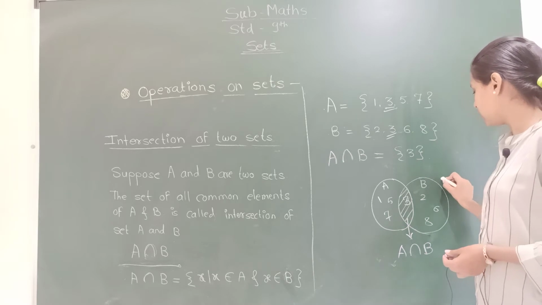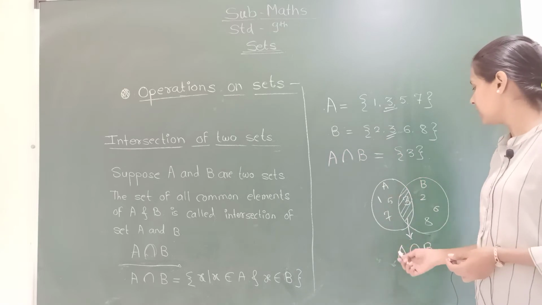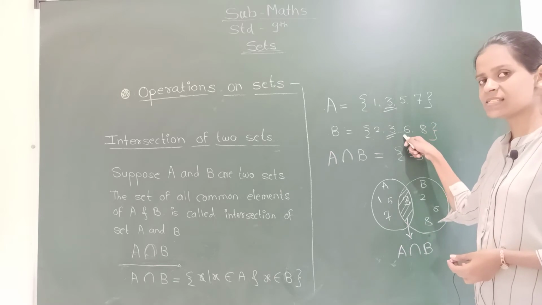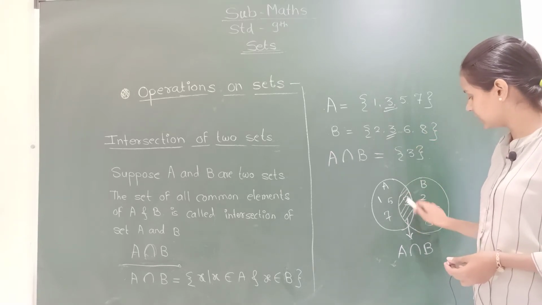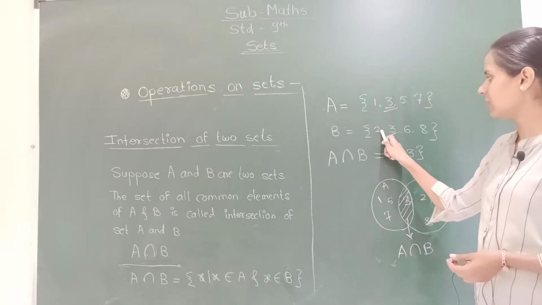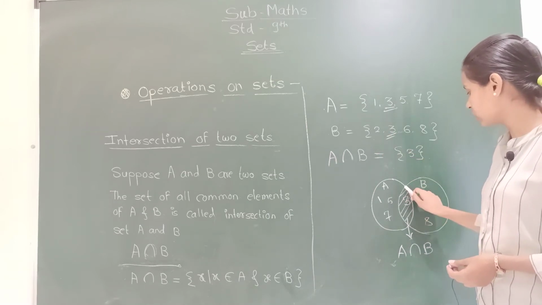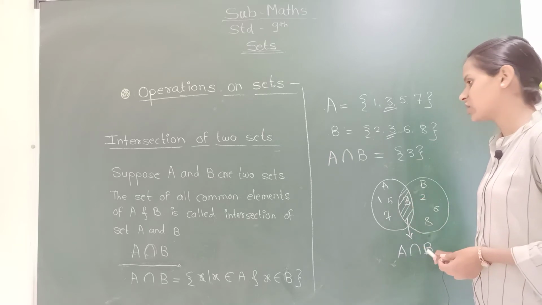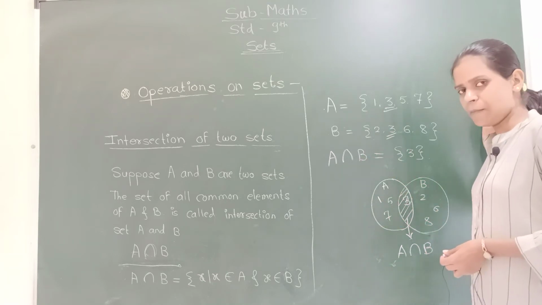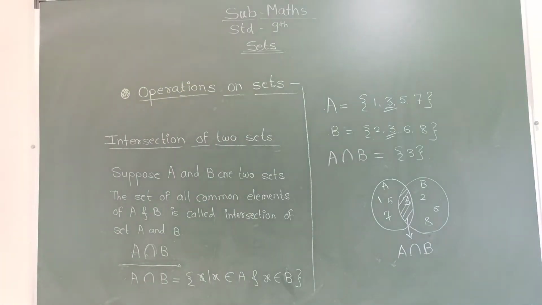So by using a Venn diagram, we have represented set A, set B and A intersection B. 3 is the common element in between set A and B, so we have shown this as common, and in set A the remaining elements are 1, 5, 7, and in set B the remaining elements are 2, 6 and 8, which we have shown. And this common portion is A intersection B. This is called the intersection of two sets. We have seen one example for that. We will see another example so that you can get clear in your mind.